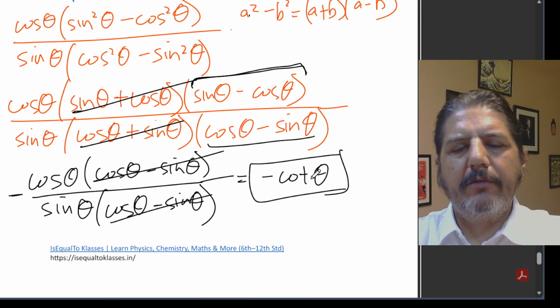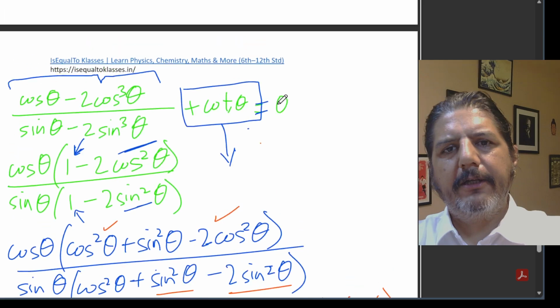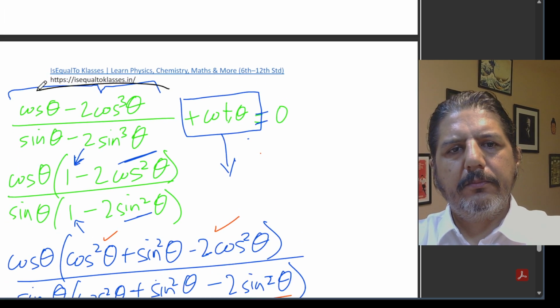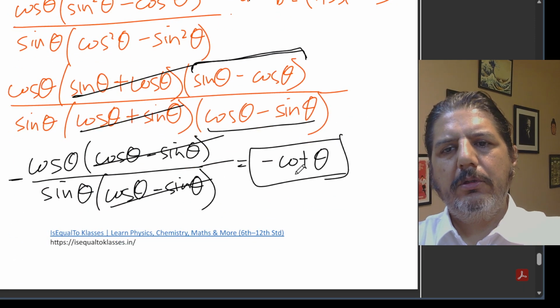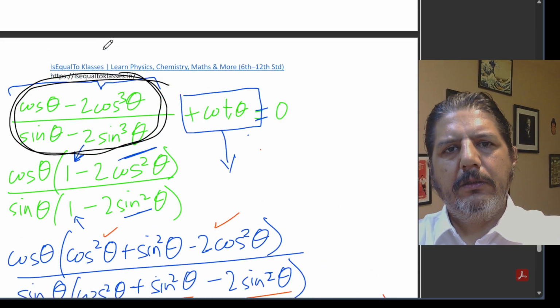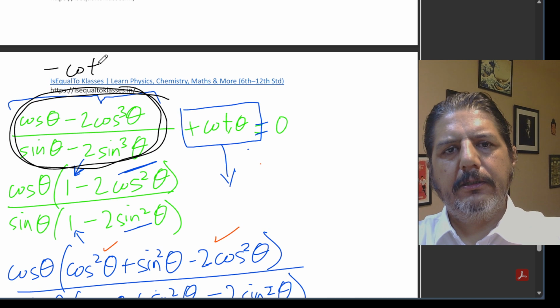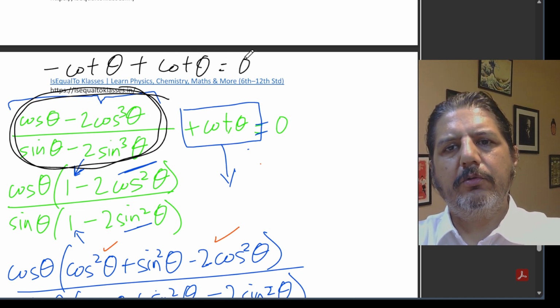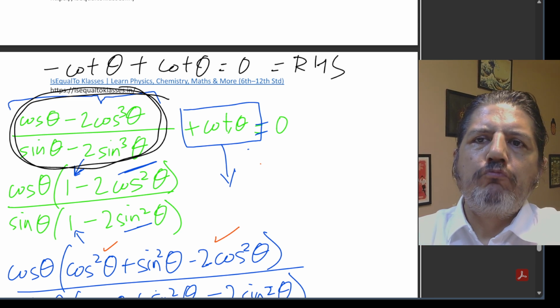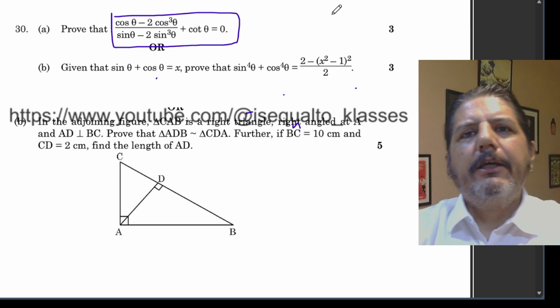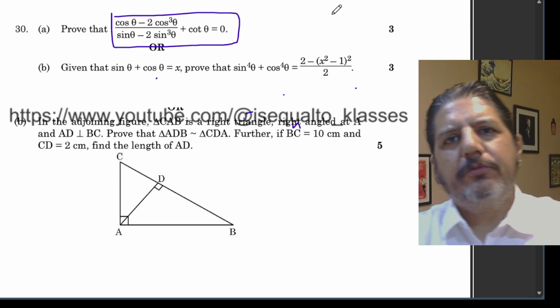Now, if you look carefully and remember what I did in the beginning, this whole term has been reduced to minus cot theta. This is minus cot theta, this one is cot theta, and the whole is equal to 0, which is the right hand side. So again, an interesting question, and let's move to the next question.